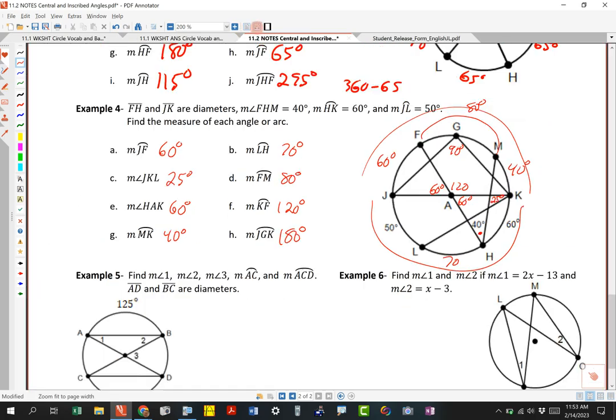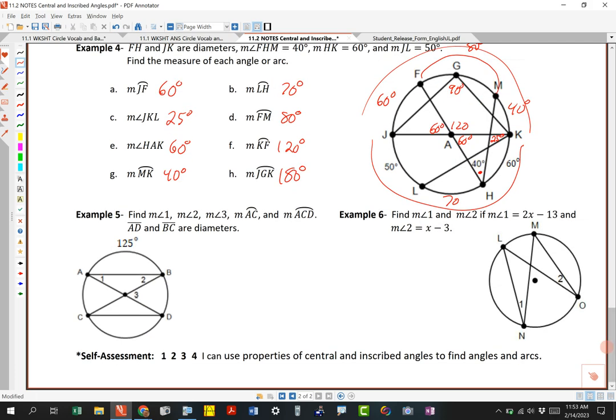Kind of cool that you can take a few little pieces of information and figure those out. We're going to take a look at the last couple, and then I think you're going to be happy with the assignment. So take a look here. It says find the measure of angle 1, 2, and 3 and arcs AC and ACD. So AC is this one. And ACD is that whole thing right there. So ACD would go all the way around there. You can dive in and do it however you want.